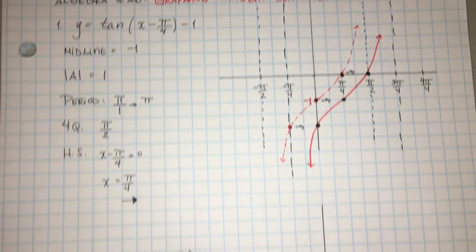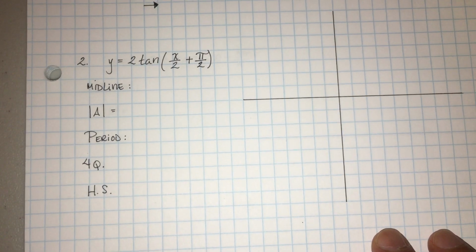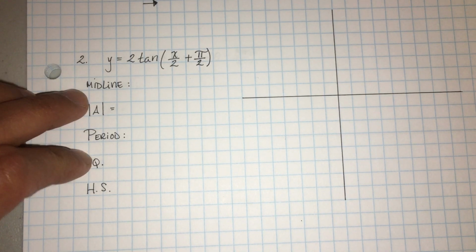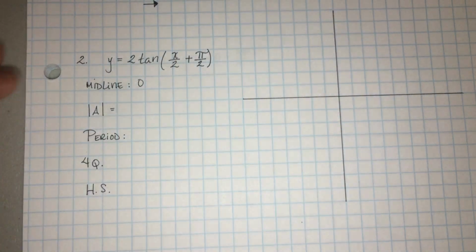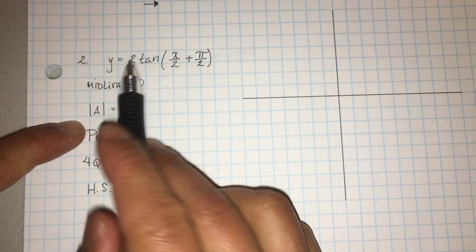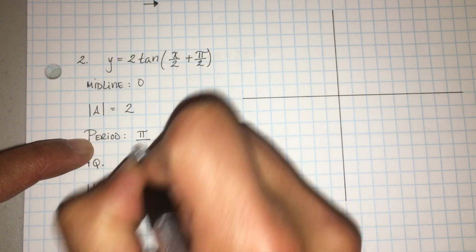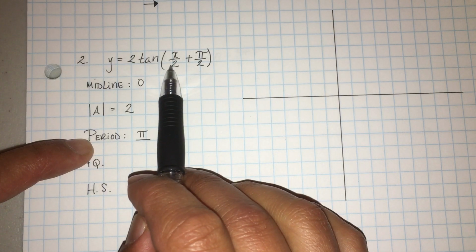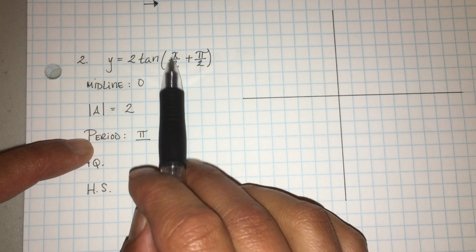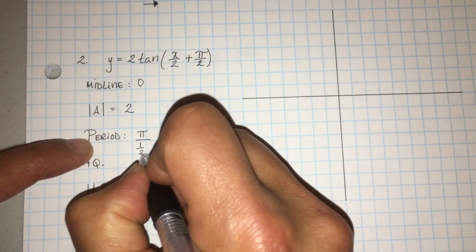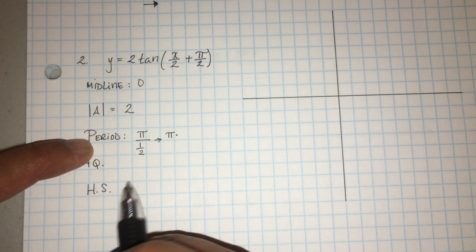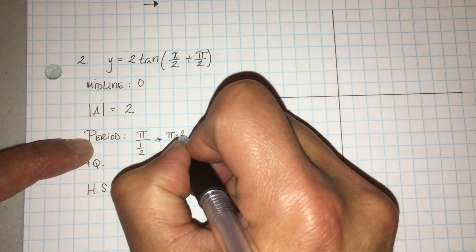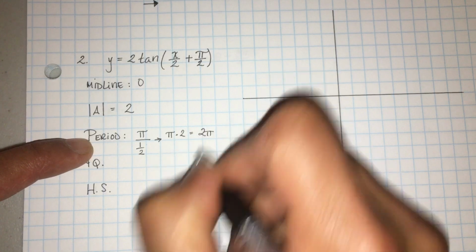All right, but let's go ahead and keep doing some more. How about number 2? I'm going to graph some of this. Same thing. What's my middle or my midline? Hey, there's nothing out here. Well, that's great. I mean, there's nothing. 0. What's our amplitude? The number in front of the tangent, which is 2. What's my period? Remember, it's pi over b. What's in front of the x? Well, it's a 1/2. Well, that's the same thing as multiplying by 2. Dividing is the same thing as multiplying by the reciprocal. So you're going to multiply by 2, and this is going to give you 2 pi.